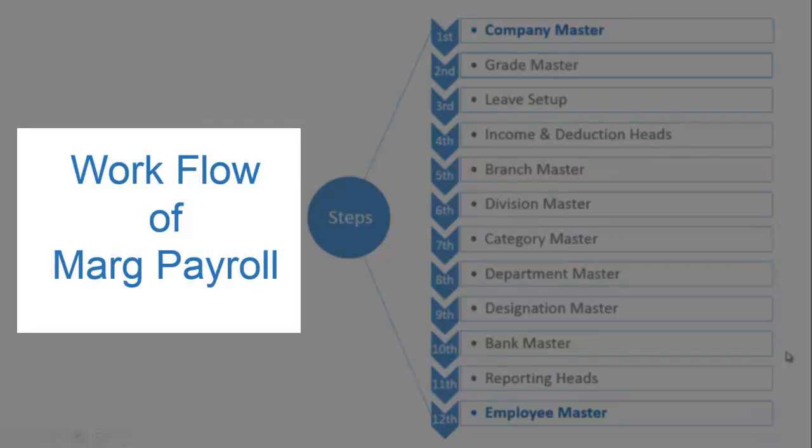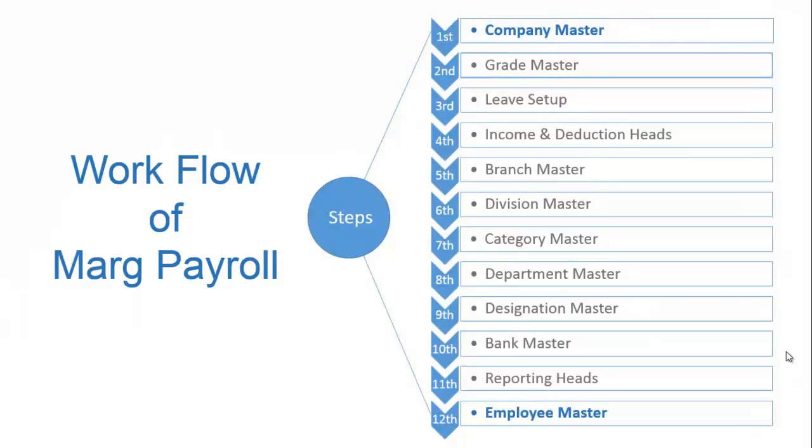As you can see, the whole workflow of Marg Payroll is on your screen. Now you can see there are following modules, like company master. In this you have to create your company first. All of the details like company's name, address, phone number, ESI, PF account number, etc. are to be filled. Next is grade master. Here you need to make the grade of the employee, like in which grade the employee falls. For example, whether he or she is in grade A or in grade B.